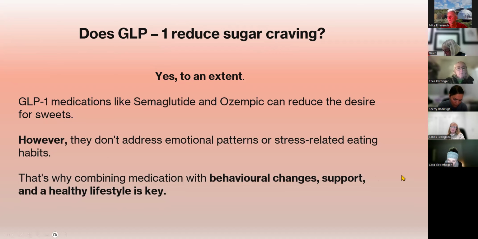Because the medication doesn't address the emotional patterns that might be causing the person to be overweight. It doesn't address the stress-related eating habits. It doesn't address the sugar spikes based on poor lifestyle management. It doesn't address the lack of exercise. There's so many things it doesn't address.